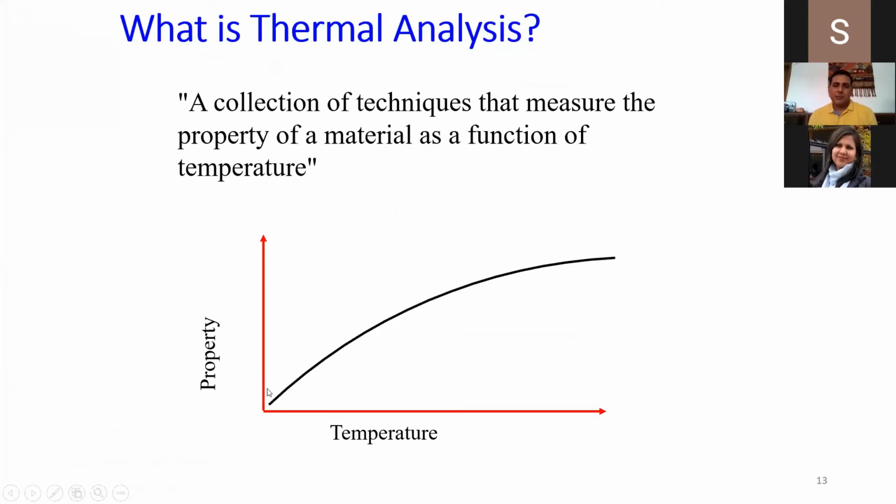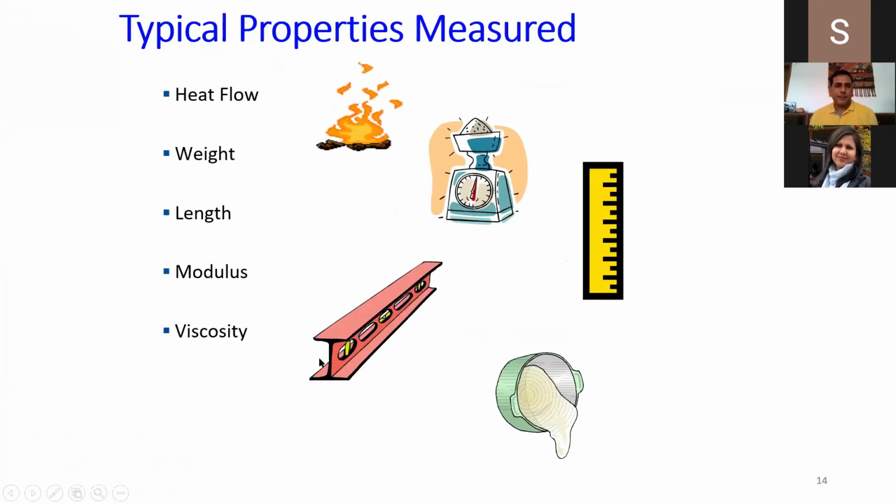So this is what thermal analysis covers: temperature and a property, and the property could be your CP value. These are various properties which are generally measured: heat flow, weight, length, modulus, volumetric and linear expansion, and viscosity. You do that in the case of the rheometer also. The rheometer measures the viscosity change of the sample.